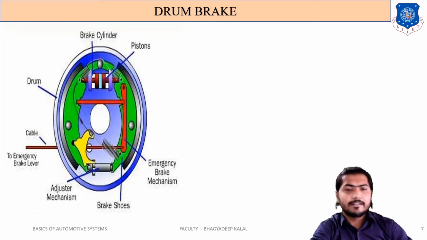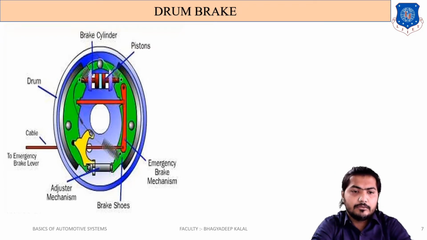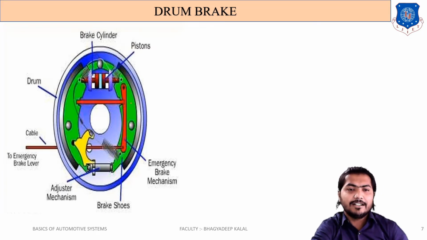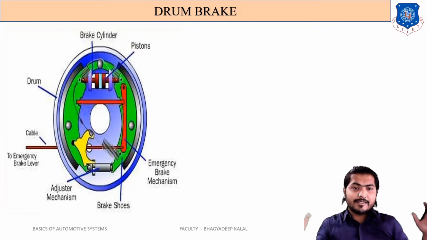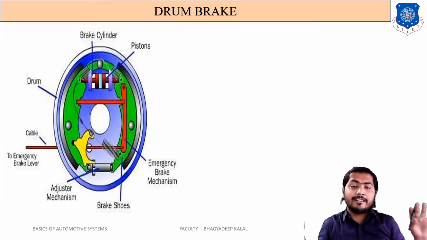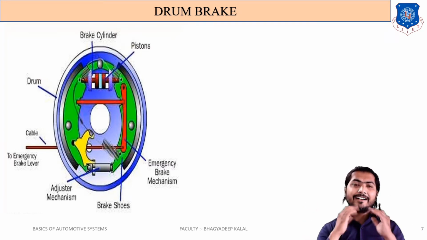In this drum, two brake shoes are there. This green colored part is the brake shoe. The brake shoes are connected with the help of springs. These two springs are there, and in between a brake cylinder is there. This is the brake cylinder. When we apply effort on the brake pedal, the piston moves in this cylinder, and the brake shoe moves toward the drum side. Then it sticks on the drum and creates friction on the drum, and the drum is attached to the wheel. At that time your brake is applied.